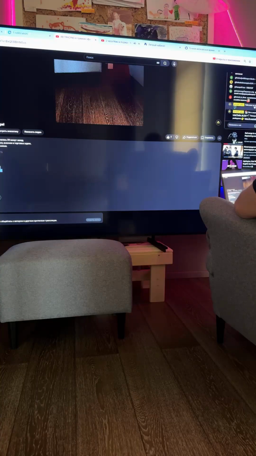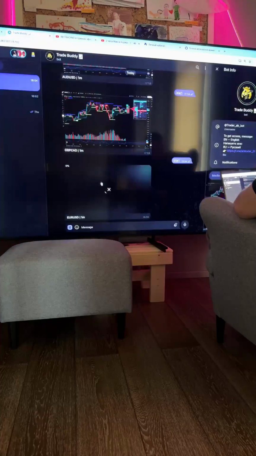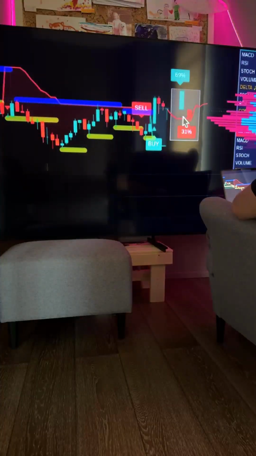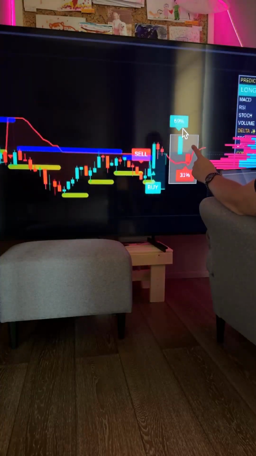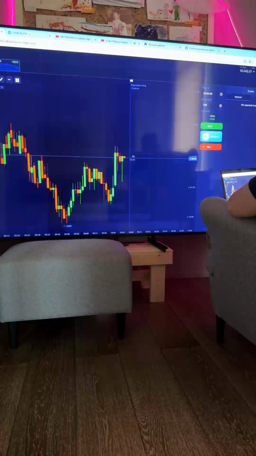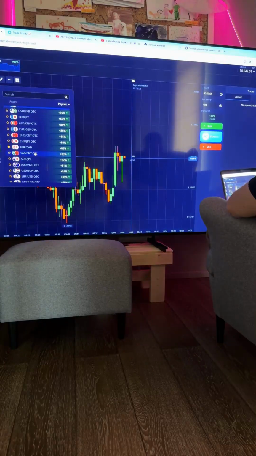So what's here? There's a signal. Let's take a look. Here's the signal. Look, the future movement of the chart shows down, but the percentage ratio is up. We won't analyze it. The bot is giving two contradictory forecasts here. We won't work with this currency pair. Let's look at something else.